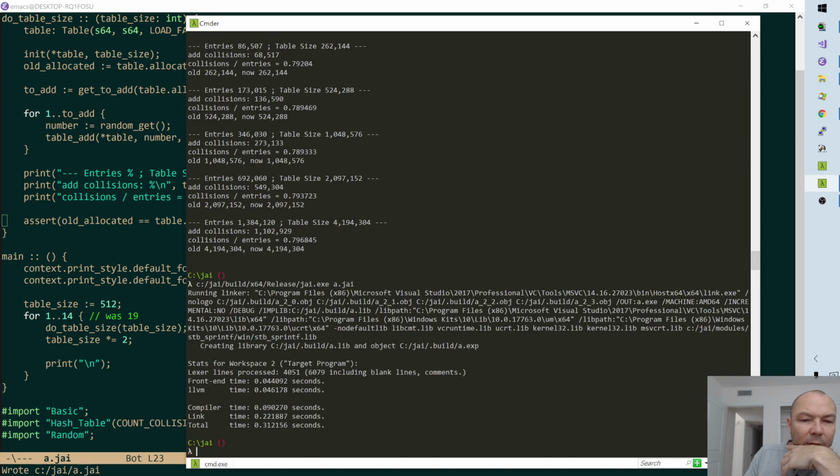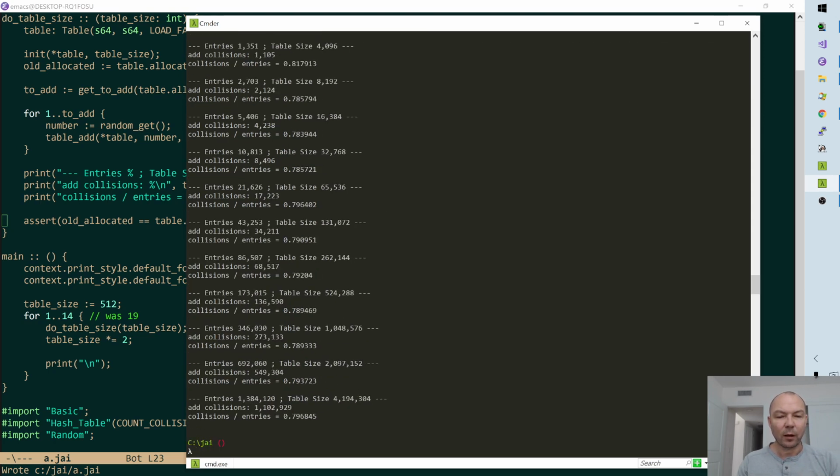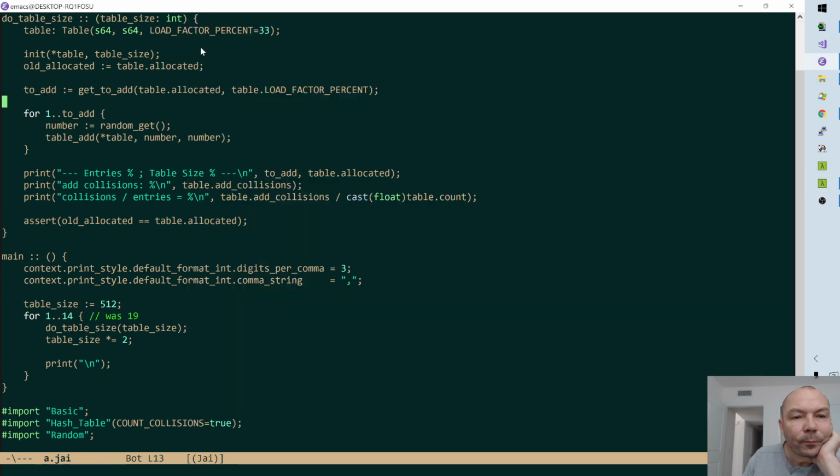Wait, now we're getting a sensible. Do we have a release build bug? We might have a release build bug. Okay. This is what I would expect for a low load factor: you have a low number of collisions per entry, right? A lot of the time we don't collide. Let's go back up to 50.